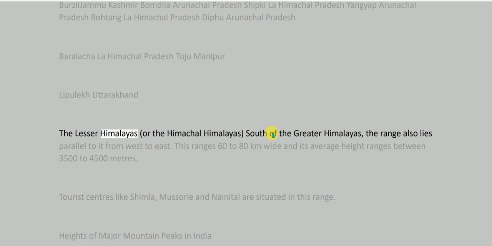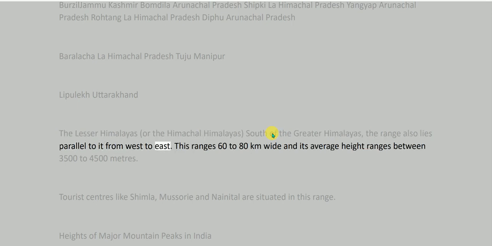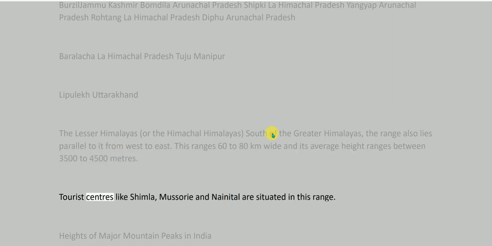The Lesser Himalayas, or the Himachal Himalayas, lie south of the Greater Himalayas. The range also lies parallel to it from west to east. This range is 60 to 80 kilometers wide and its average height ranges between 3,500 to 4,500 meters. Tourist centers like Shimla, Mussoorie and Nainital are situated in this range.